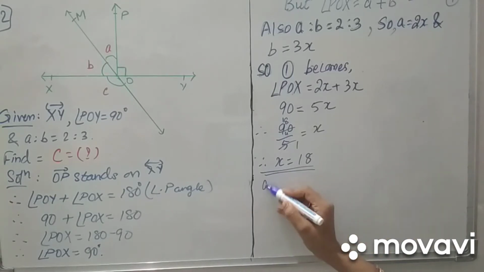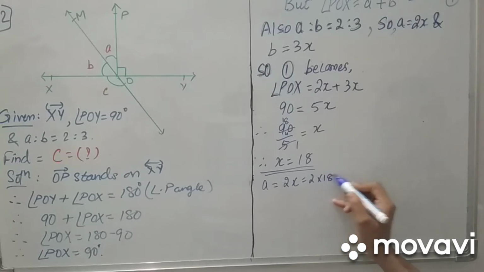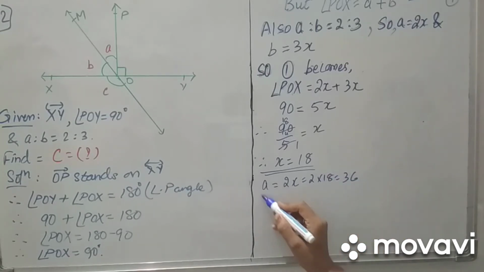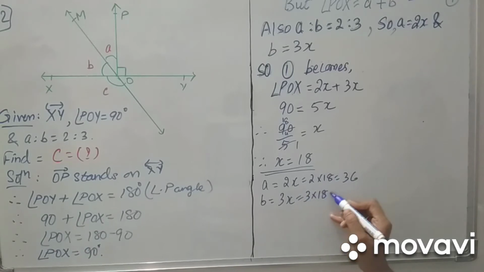So, A is equal to 2x is equal to 2 into 18 is equal to 36 and B is equal to 3x. 3 into 18 is equal to 54.